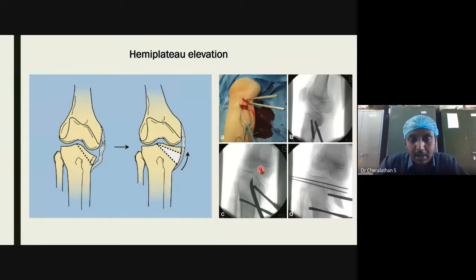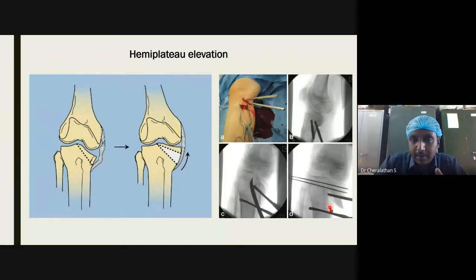There is another procedure known as the hemi-plateau elevation. What is it again? You just cut just below the medial condyle, elevate it, and put a bone graft in between, like shown here. You can see that this is the medial part. Go just beneath the medial condyle, elevate it. See the amount of gap created here, and you fill this gap with bone.